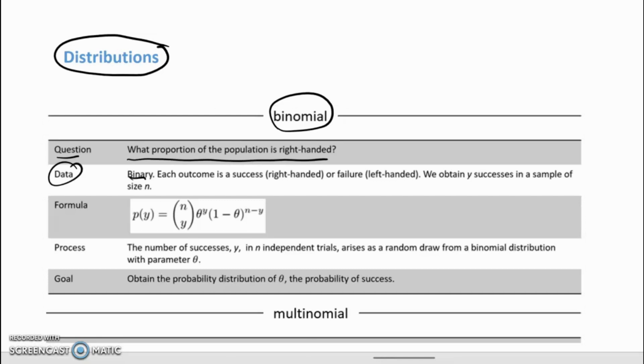So the data would be binary. Individuals would either be right-handed, we'll deem that a success, or left-handed, a failure, and let's say we get Y successes, Y right-handed people, in a sample of size n. What's the process that we assume gave rise to those data? What we're assuming is that the number of successes in n independent trials arose as a random draw from a binomial distribution with this formula that has this parameter theta that reflects the probability of any individual being right-handed. And so our goal is to obtain the probability distribution of theta.